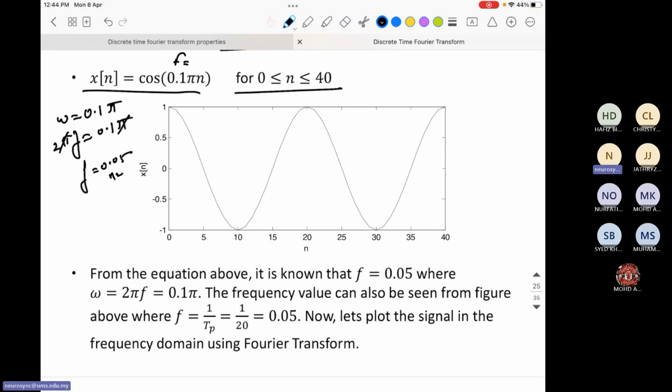And the sampling frequency, if you take the time period for sampling is 20, then the frequency, if the frequency is 0.05, then what is the time period? Time period is basically 20.